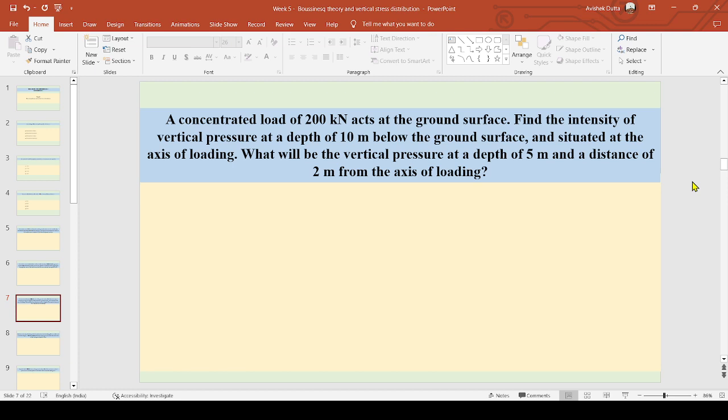In the first part of this question, we are going to find the vertical pressure directly below the concentrated load, at the axis of loading, at a depth of 10 meters. In the second part, we are going to find the vertical pressure at a radial distance of 2 meters from the axis and a depth of 5 meters, in which the value of the concentrated load is 200 kilonewton.